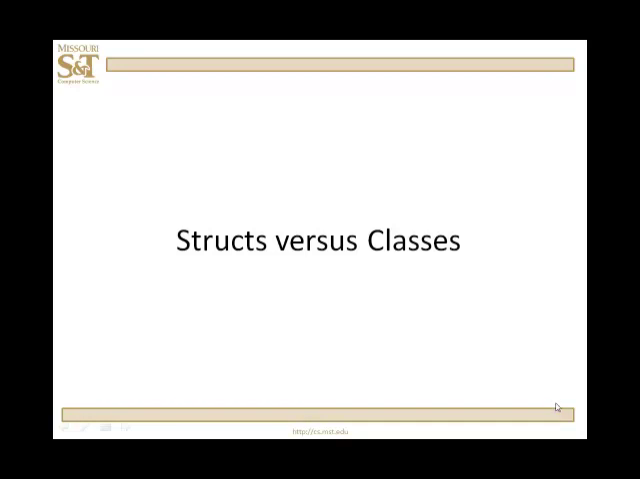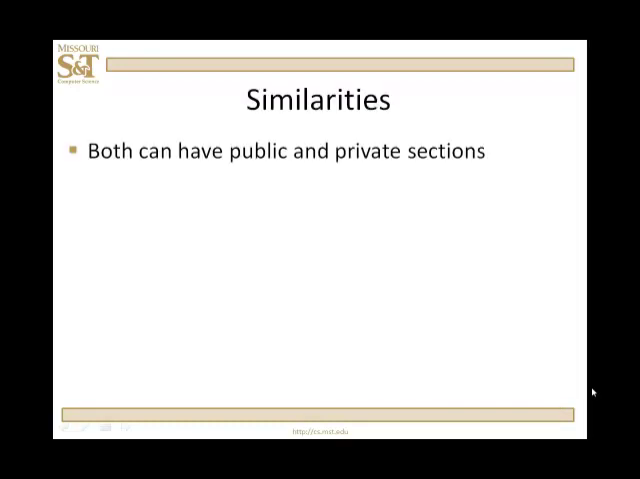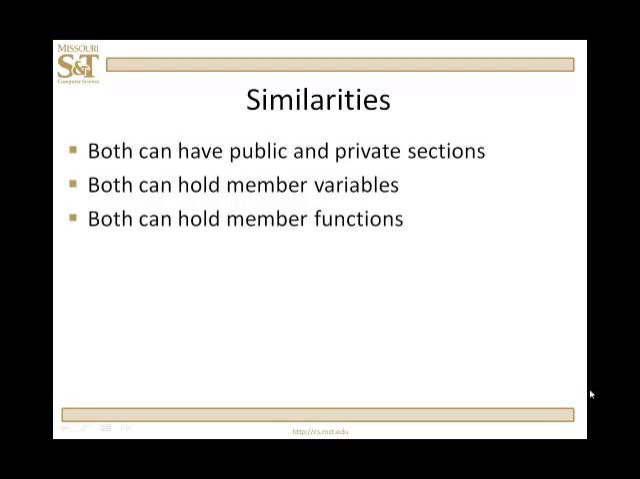So far in our discussions of classes, you might have noticed a similarity between classes and structs. Well, as it turns out, classes and structs are the same thing. Both can have public and private sections, though when we went over structs, you didn't see that it had both public and private sections. It's actually the case that it can. Both can have member variables, both can have member functions, even structs. It turns out that you can put functions in structs.